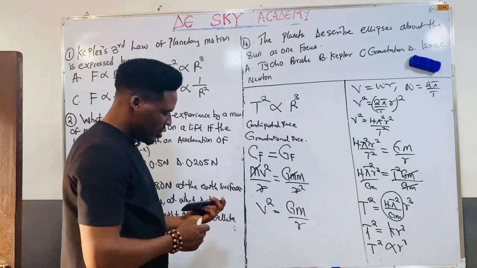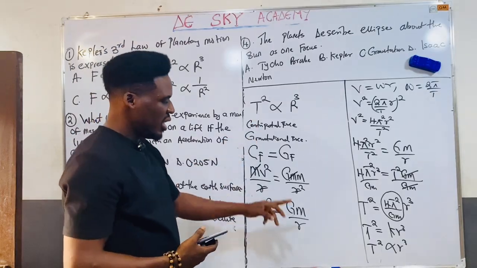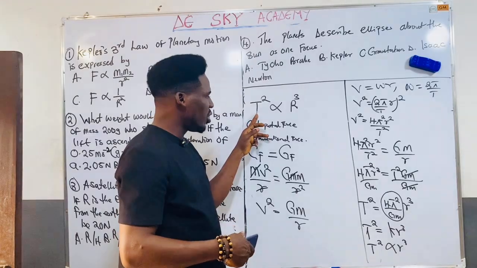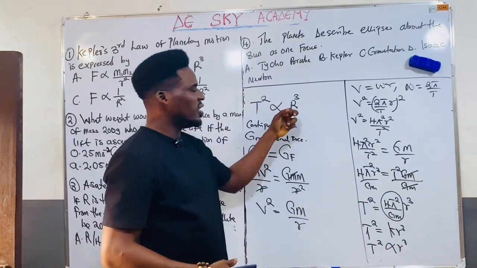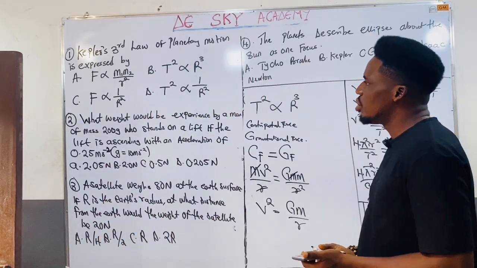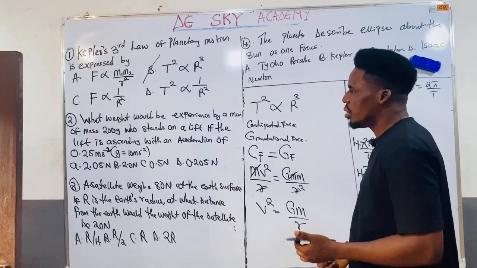You get it now? So that is how they got this formula, that the square of the period of the planetary motion of the planet is directly proportional to the cube of the separating distance apart. So the correct answer to question number 1 is option B. Please note it. Option B.